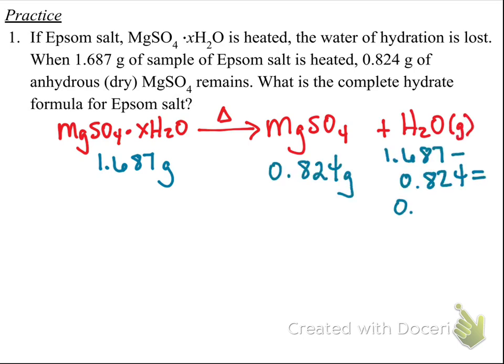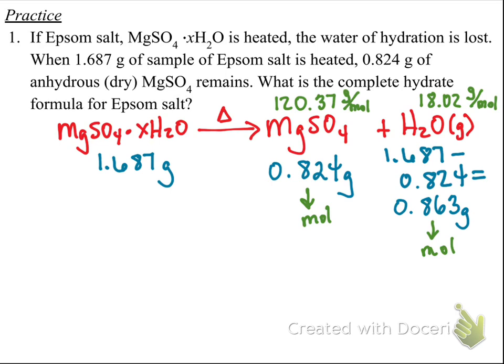So to think about how to set up this problem, it's a good idea to draw ourselves some pictures or imagine what to do before we start plugging numbers in. So this is the mass of the hydrate. After heating, we record the mass of the anhydrous salt, and then the difference between these two numbers, 1.687 minus 0.824, that's going to give us the mass of water. And the data that we're going to use for our calculations is going to be the mass of the dry salt and the mass of water.